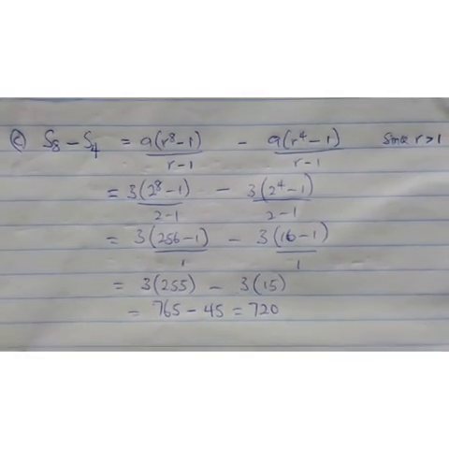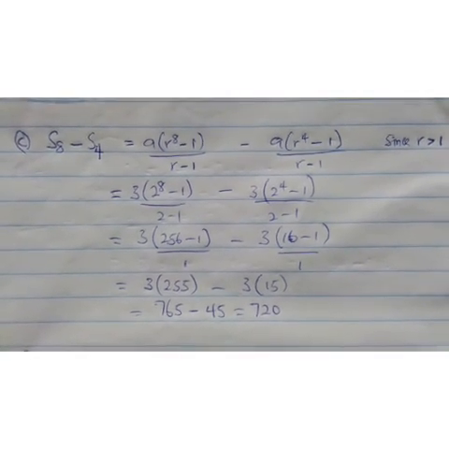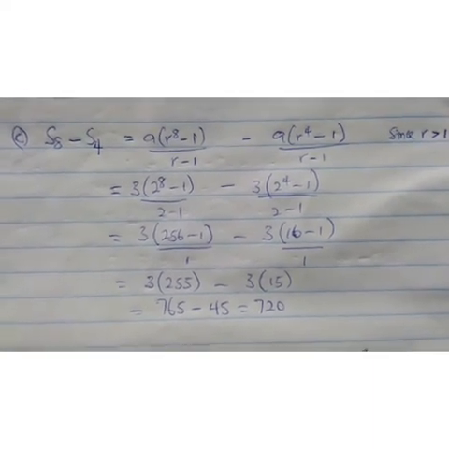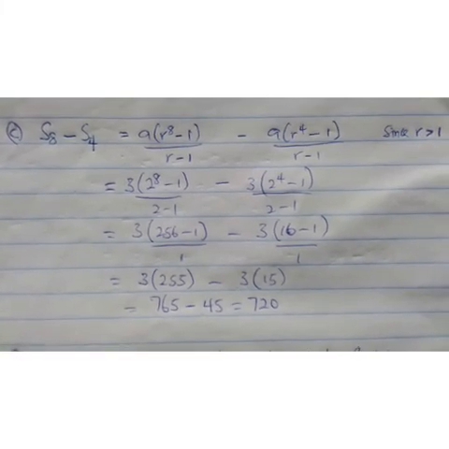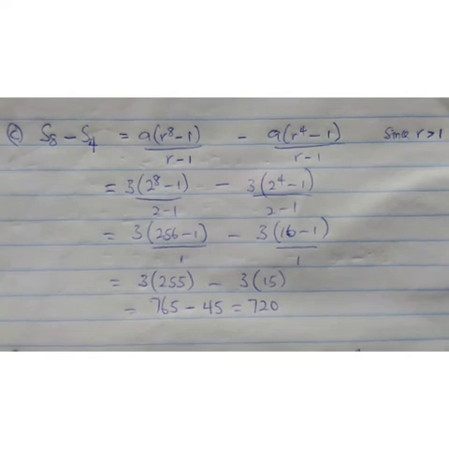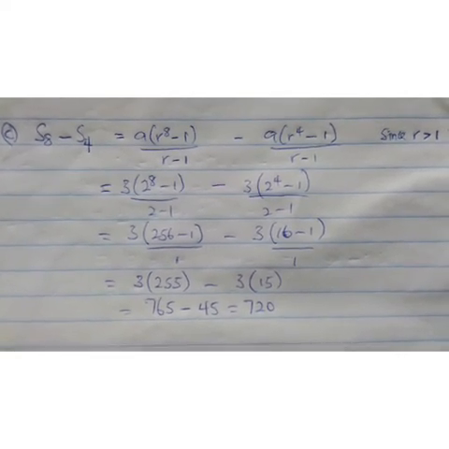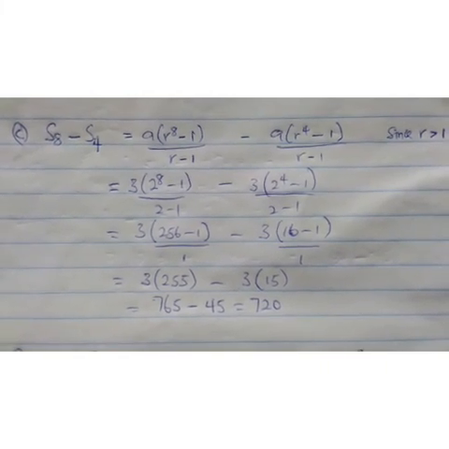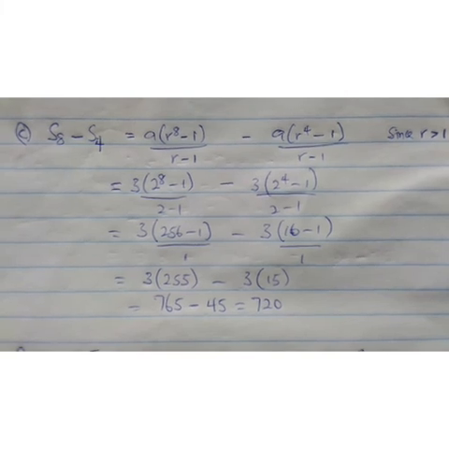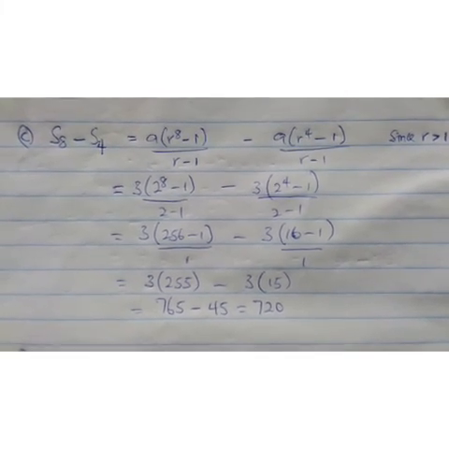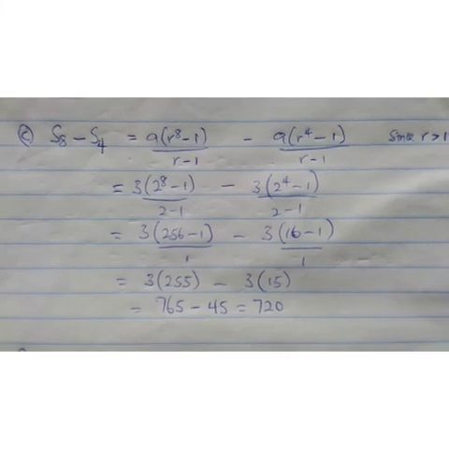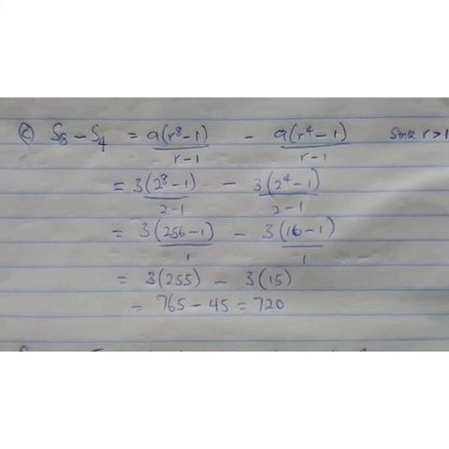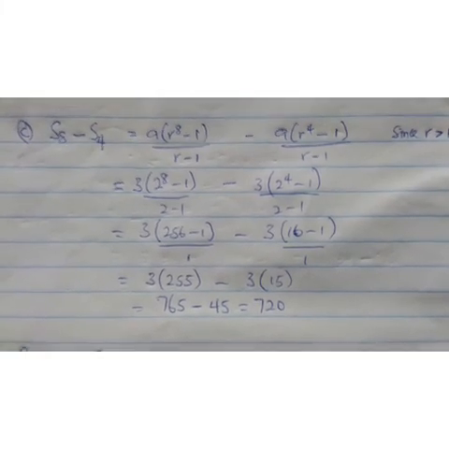Now for C, S8 minus S4. That is the sum of the 8th term minus the sum of the 4th term, which is equal to A into bracket R raised to power 8 minus 1 all over R minus 1 minus A into bracket R raised to power 4 minus 1 all over R minus 1, since R is greater than 1. Therefore, A is 3 and R is 2 from our previous solution. So 3 into bracket 2 raised to power 8 minus 1 all over 2 minus 1 minus 3 into bracket 2 raised to power 4 minus 1 over 2 minus 1, which the answer is 720.